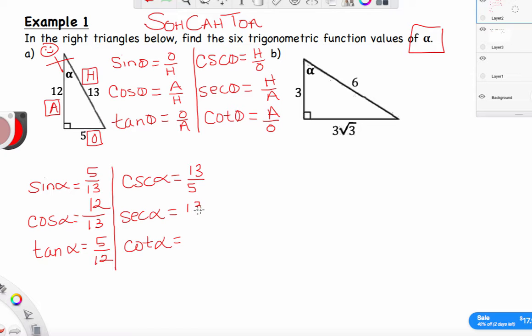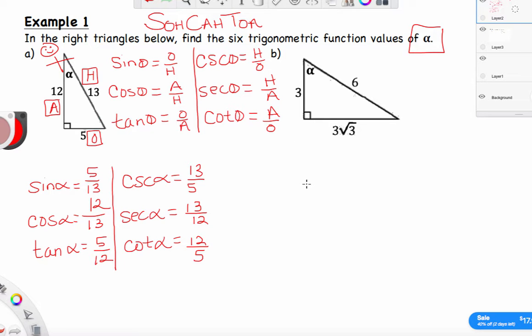My secant is going to be h over a, which is the reciprocal of cosine, 13 over 12, and then cotangent is the reciprocal of tangent, so that's 12 over 5, and that one is done. There wasn't really much to simplifying any of those fractions. You can leave all your improper fractions improper. You don't have to decimalize anything. Just leave them as is.